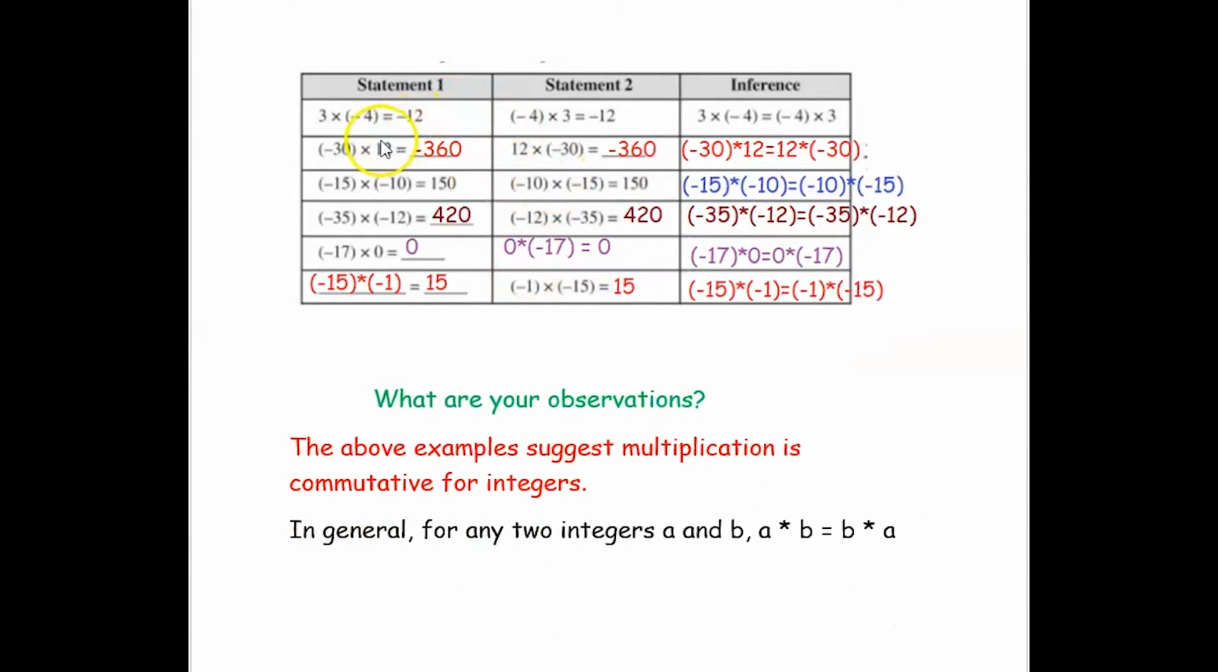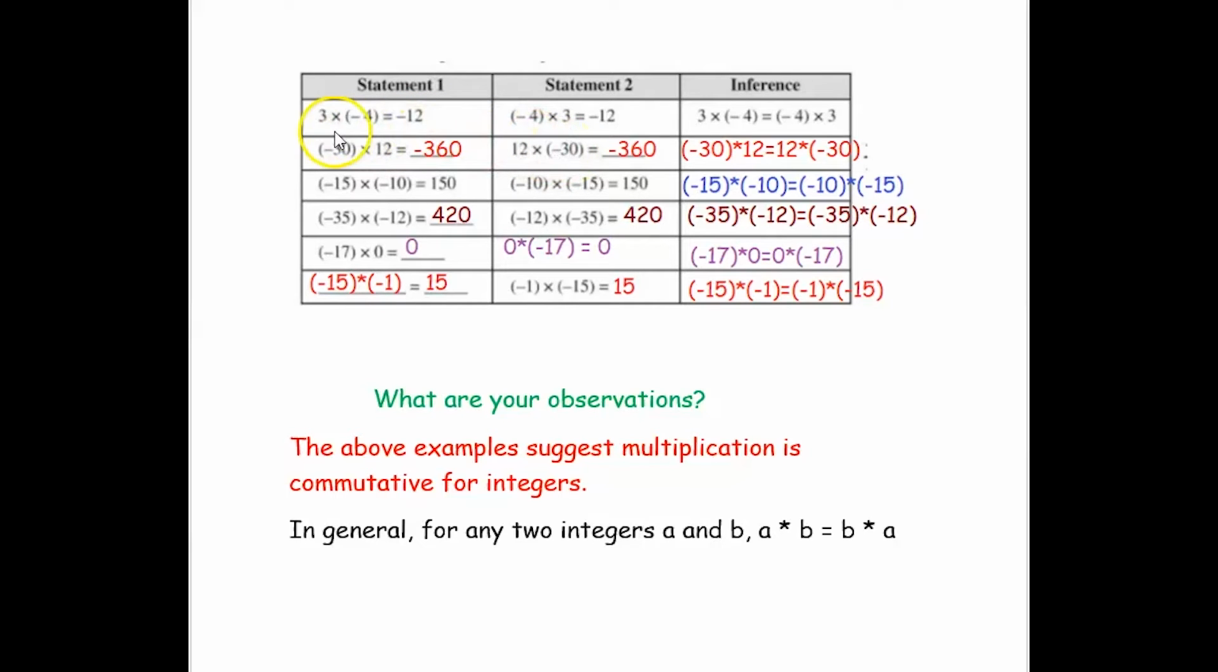So first let's observe the table. Statement 1, what is given? 3 into negative 4. So we know that if you are multiplying a positive number and a negative number, first you have to multiply the integers and then you have to write the negative sign in the front. So I am multiplying the integer 3 into 4, that is 12, and I have written the negative sign in the front. So it's negative 12.